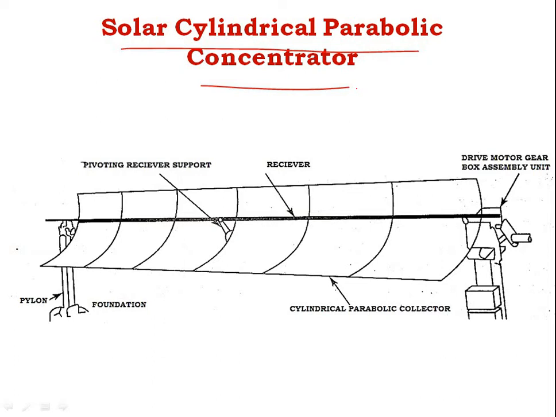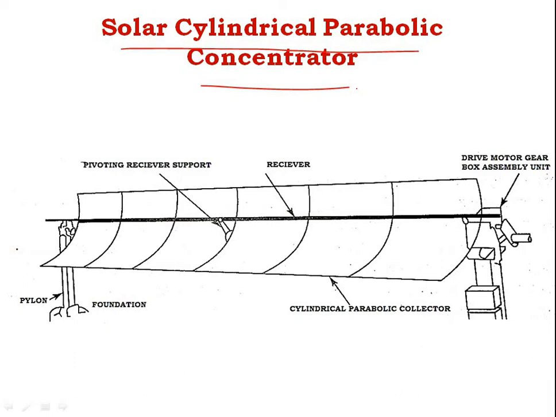A cylindrical parabolic concentrator or parabolic trough collector consists of a cylindrical parabolic trough reflector with a metallic fluid tube or receiver tube containing fluid at its focal line, as shown in the figure. In order to have better absorption of the solar radiation, the fluid tube is blackened on the outer surface. The concentrated solar radiation reaching the fluid tube heats up the transport fluid flowing through it.